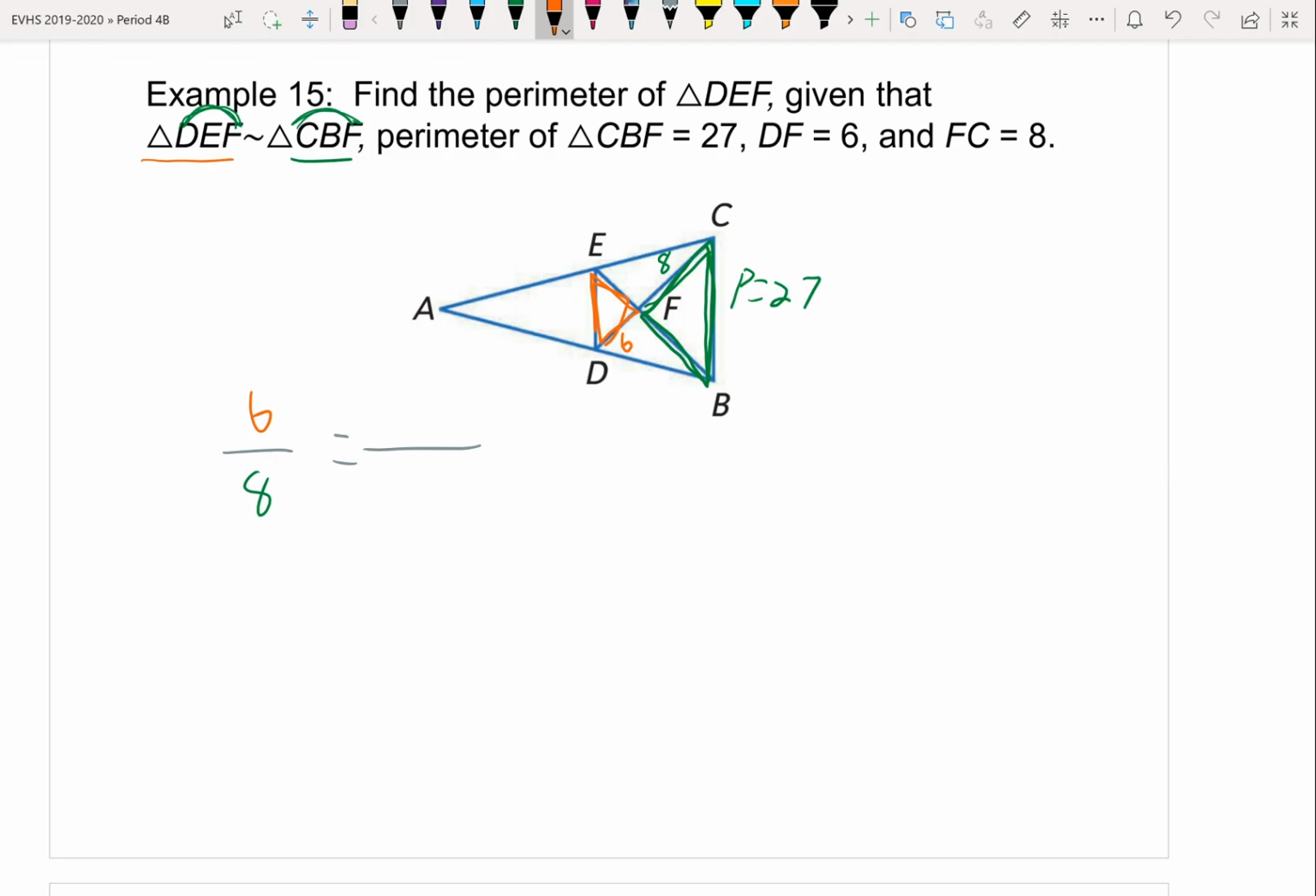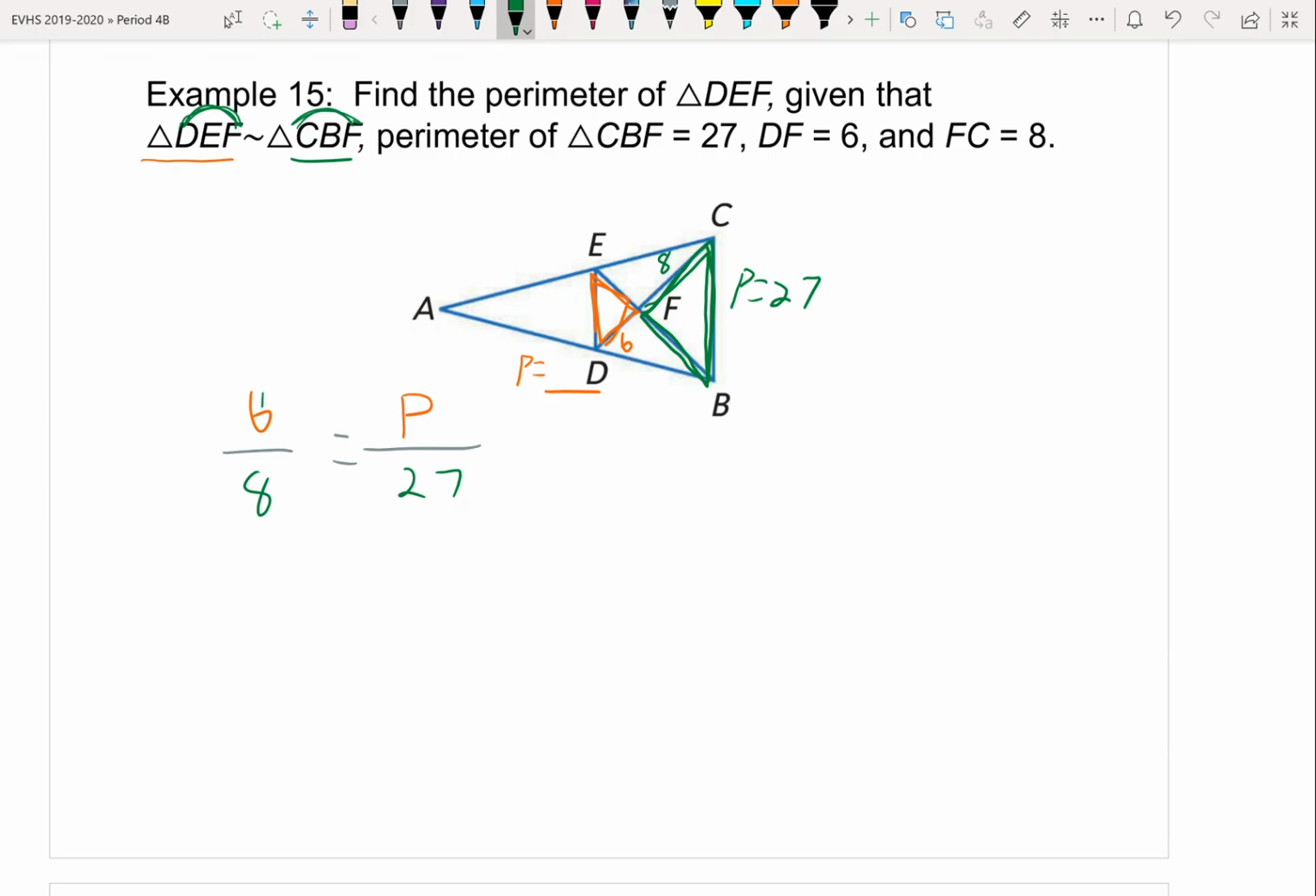So then, which one is going to... Oh, sorry, I'm looking for my perimeter of DEF. What's going to go on top? P or 27? P. P, because I am looking for the perimeter of my left-hand triangle. And then my 27 goes on bottom. Left over right equals left over right.